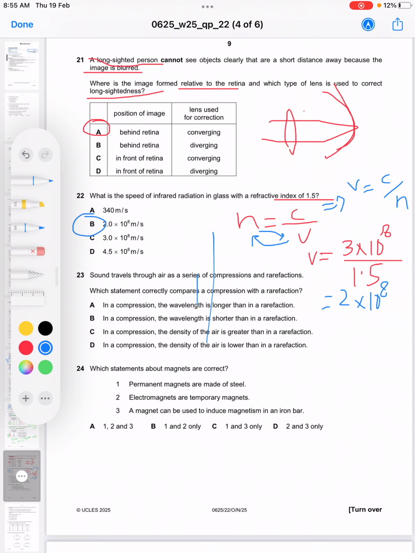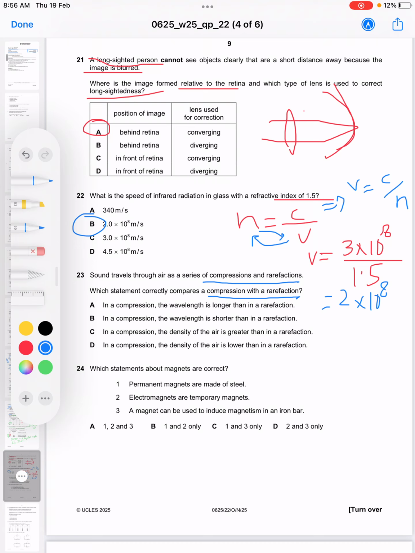Okay. Sound travels through air as a series of compressions and rarefactions. Wait, let me clear space. Okay. Compressions and rarefactions. Which statement correctly compares compression with rarefaction? In compressions, the wavelength is longer than in rarefactions.